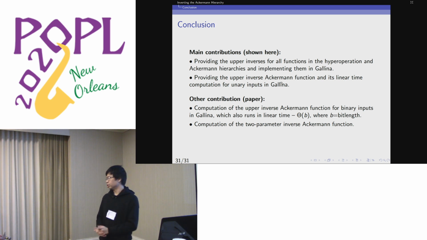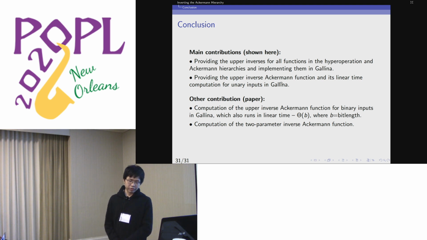binary version of the inverse Ackermann function that also runs in linear time in terms of the size of the input, which means that in terms of the value of the input, it runs in log time, which is desirable. And we also have a version of the 2-parameter inverse Ackermann function. Thank you for listening.